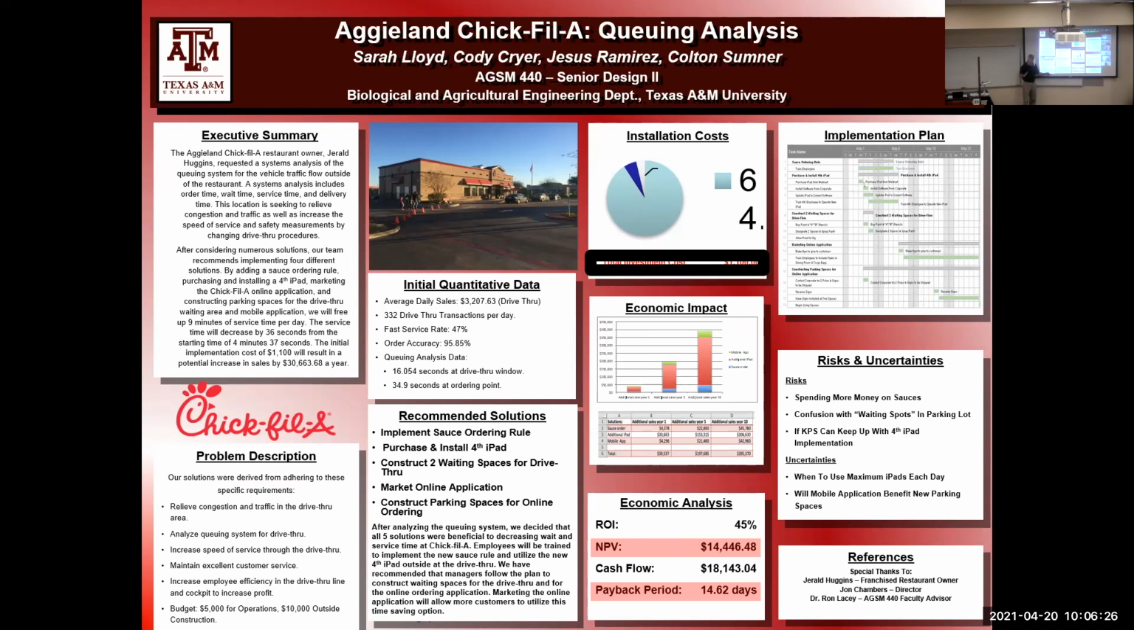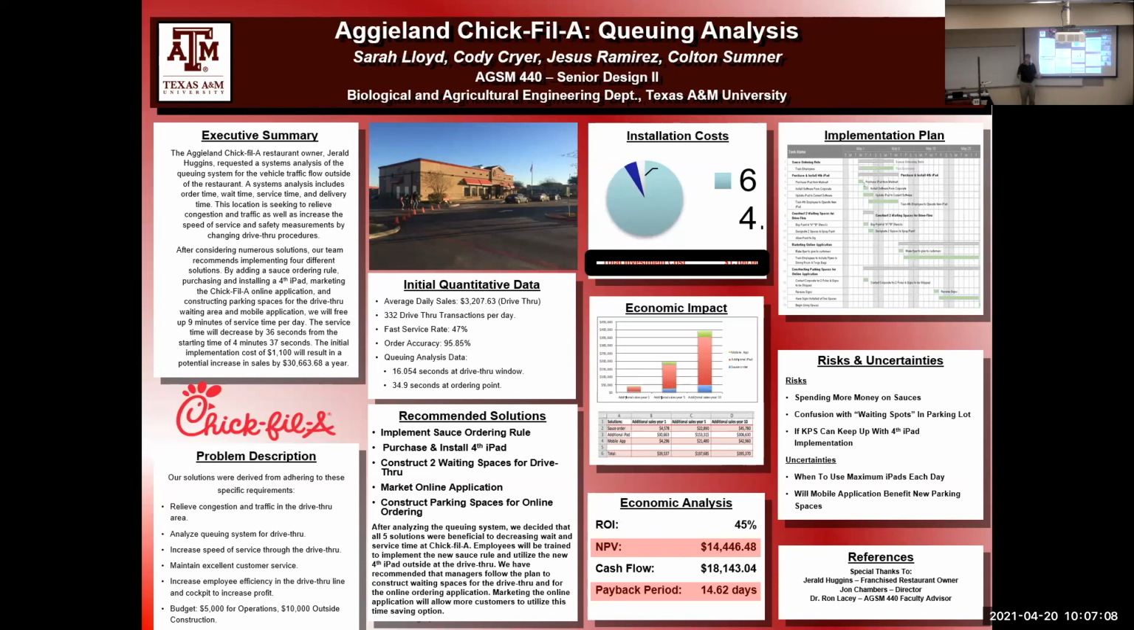What we recommended, and I'd spend probably about a minute talking about the recommended solution, 1 out of my 3 minutes just talking about that. But first I have to introduce the problem. And so now I'm talking about, we decided that all 5 solutions we proposed were beneficial. We implemented a sauce ordering rule. We recommended they purchase and install a 4th iPad in their queuing system. We recommended they construct 2 waiting spaces for their drive-through market. And then we recommended that they market their online application and construct parking spaces for online ordering.